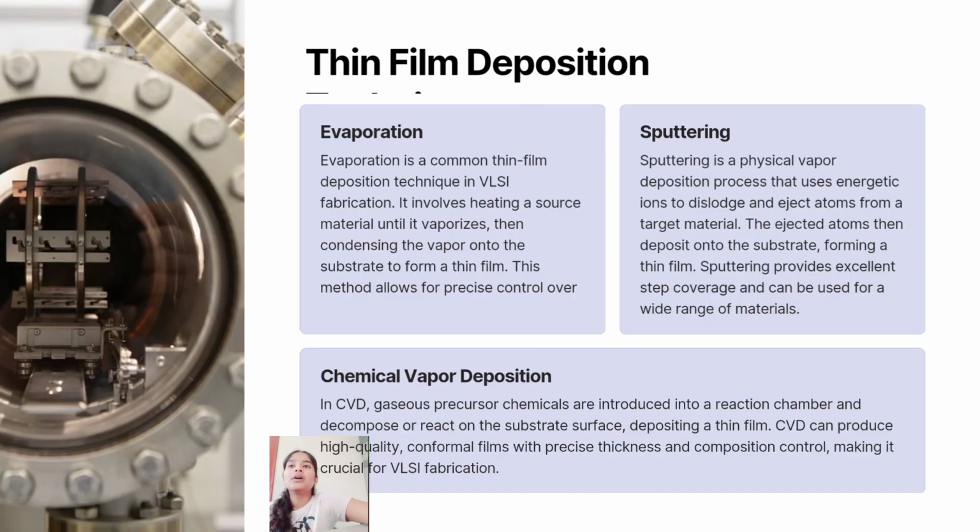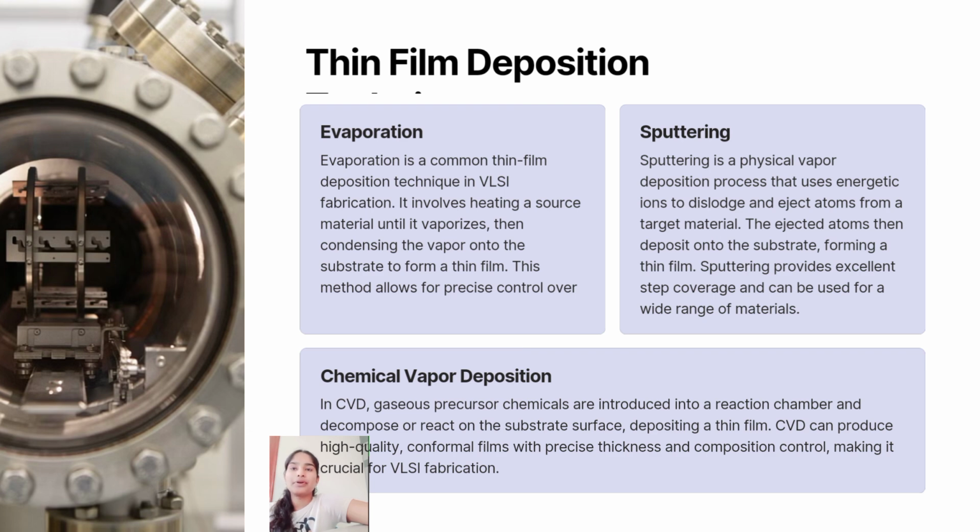Thin film deposition technique. Evaporation. Evaporation is the most common thin film deposition technique in VLSI fabrication. It involves heating a source material until it vaporizes, then condensing the vapor onto the substrate to form a thin film. This method allows precise control over the film thickness and composition.